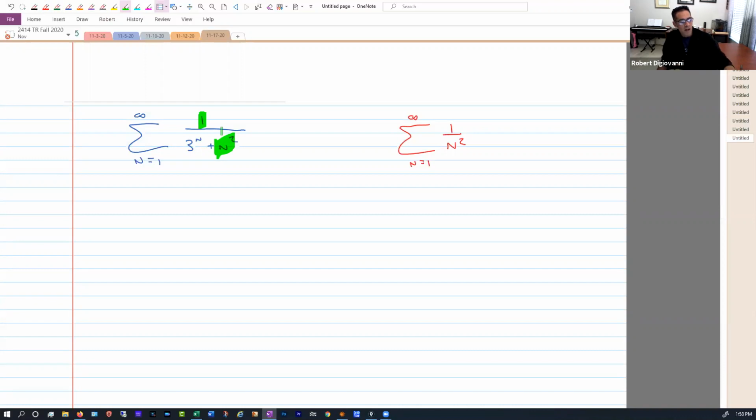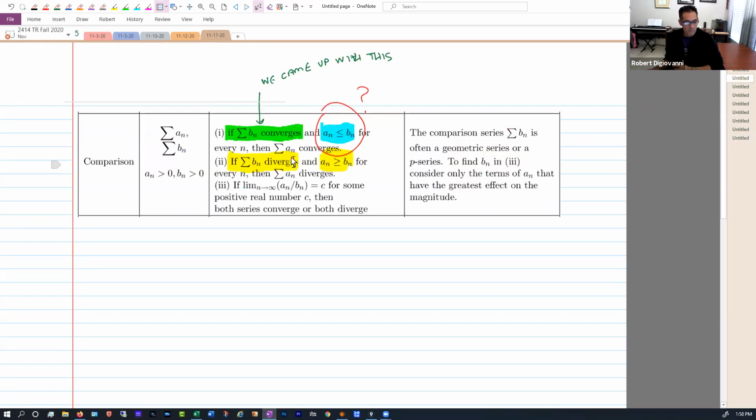What type of series is in red? What type of series is that? A p-series. Okay, what's p here? 2. 2 is bigger than 1. Yes. What happens when you have a p bigger than 1? Convergence. You get convergence. So I am taking a series that I know what it does. It's convergent, and I want to compare it to that one. What inequality must I show?